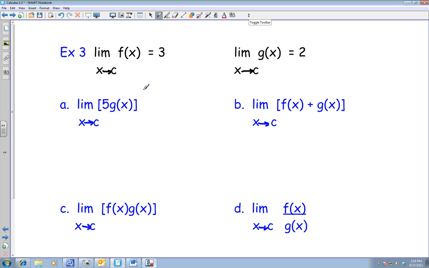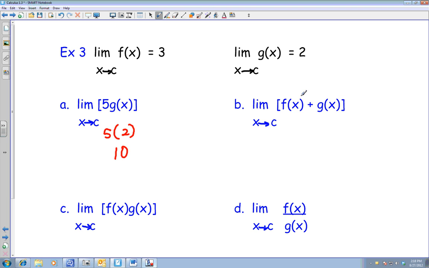So we're going to use the properties of limits that we talked about in class. The properties of limits say that I can multiply 5 times this limit, and I can do that. So I'm going to find g of x. What is the limit as x approaches c of g of x? Well, it's 2. They already gave me that answer. So I have that 5 out in front. 5 times 2, so the total limit is 10.